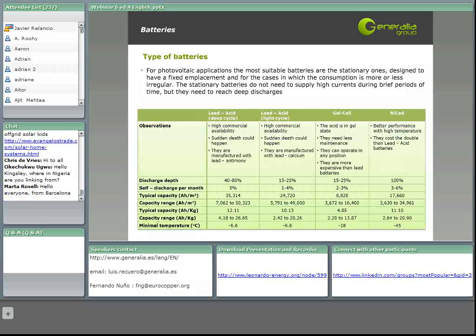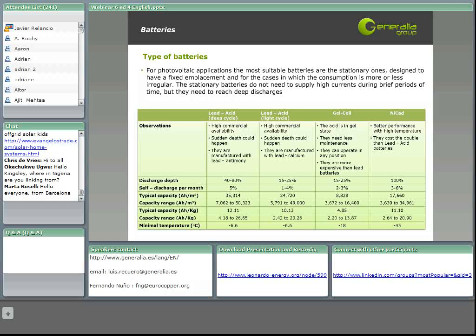Here in this slide you can find a table describing the main features of some types of batteries which are normally used in PV systems. We have added to this table the light cycle type of batteries for lead acid in order for you to compare this type of batteries with the rest of them. But normally in PV applications we can use lead acid deep cycle, gel cell, or the new models for nickel cadmium.